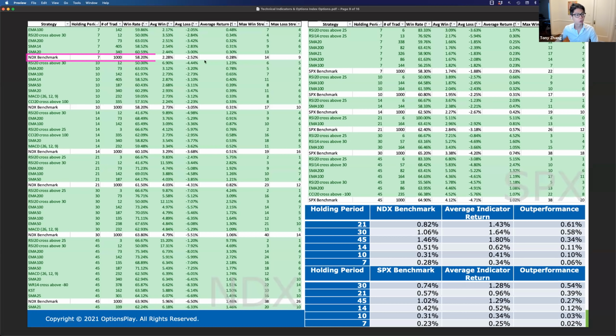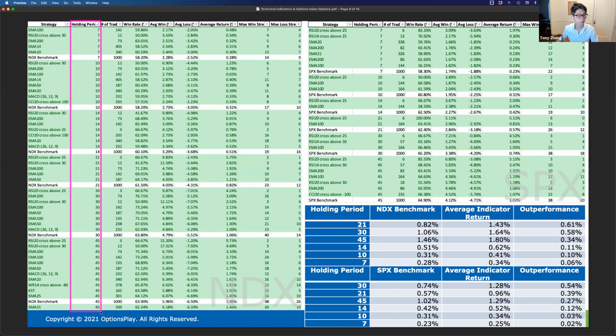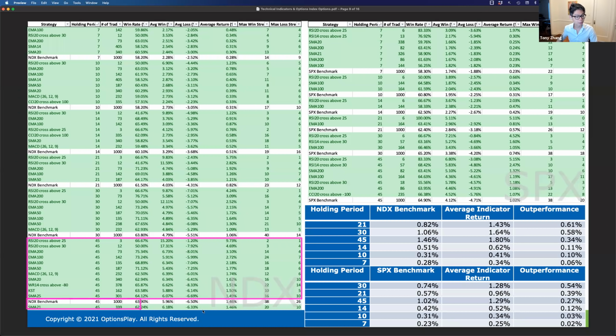So what we have are different holding periods. For example, the top are the 7-day holding periods. The next one are the 10-day holding periods, and then the 14-day holding periods. That's this column right here, holding periods, as you can see down the line. As you go further down the line, the longer the holding periods. And within each section, you'll see the ones that are in green are the ones that beat the benchmark. And you have the benchmark here at the bottom.